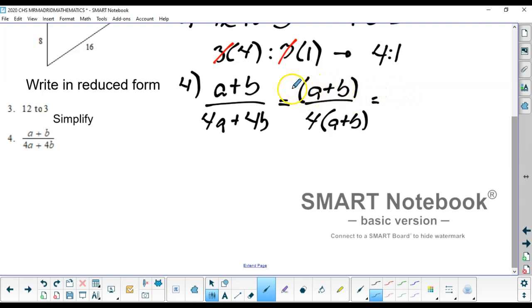And anything times 1 is itself. So at this moment, we can cancel out, right? A plus B divided by A plus B will cancel. And we're left with 1/4. All right, that takes care of that.